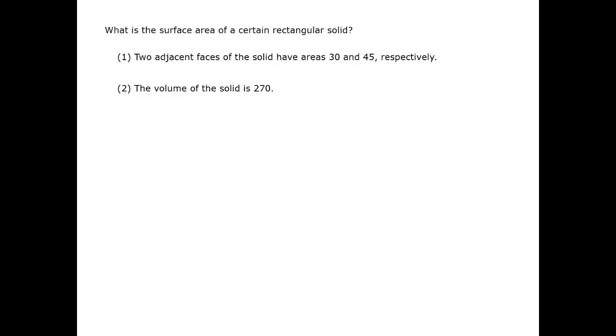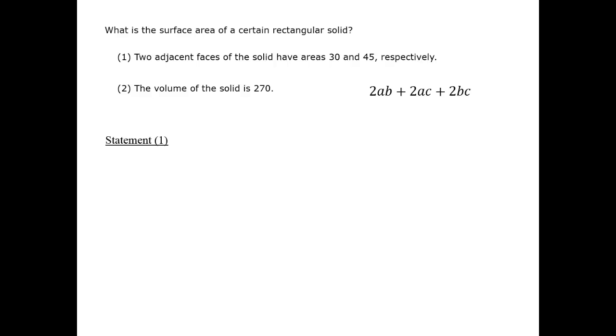In this question, to find the surface area of this rectangular solid, we will most likely require all three dimensions, the height, width, and depth of the shape. We can call these three dimensions A, B, and C, so that the surface area would be 2AB plus 2AC plus 2BC. Let's move on to the data statements separately first.